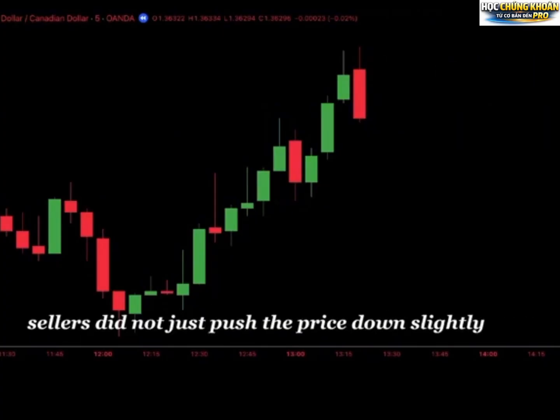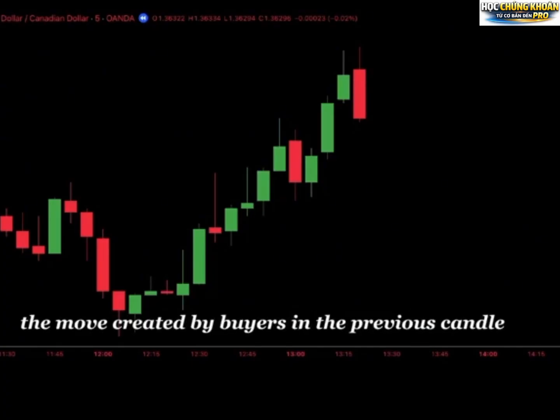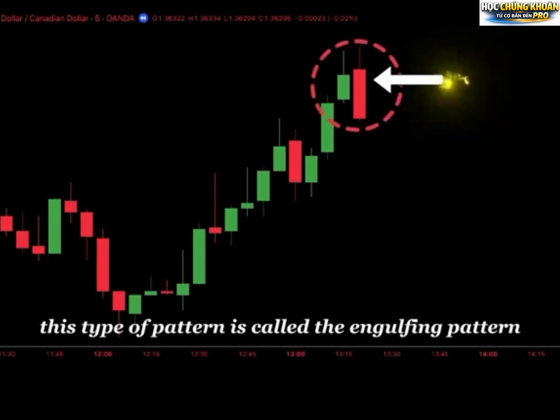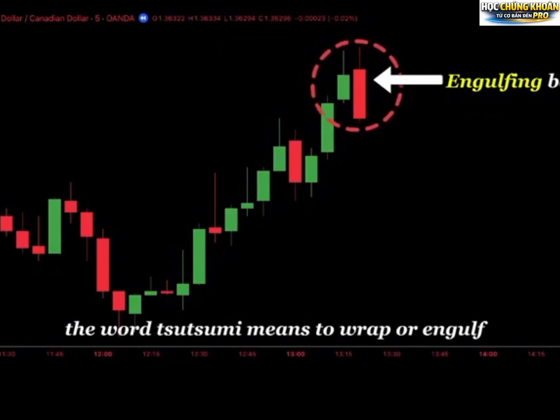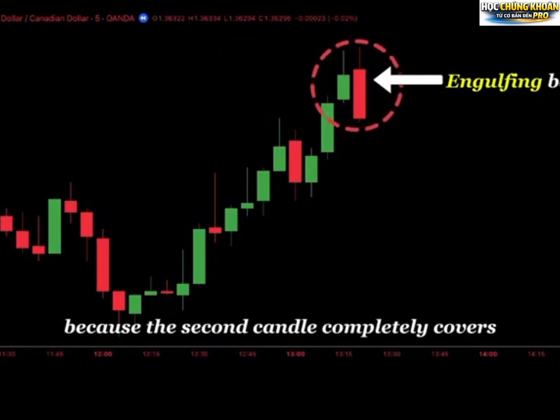In other words, sellers did not just push the price down slightly, they completely erased the move created by buyers in the previous candle. This type of pattern is called the engulfing pattern, also known in Japanese trading as tsutsumi. The word tsutsumi means to wrap or engulf, because the second candle completely covers the previous one.